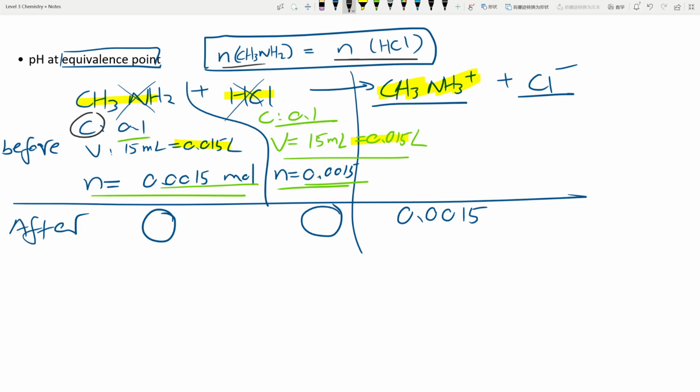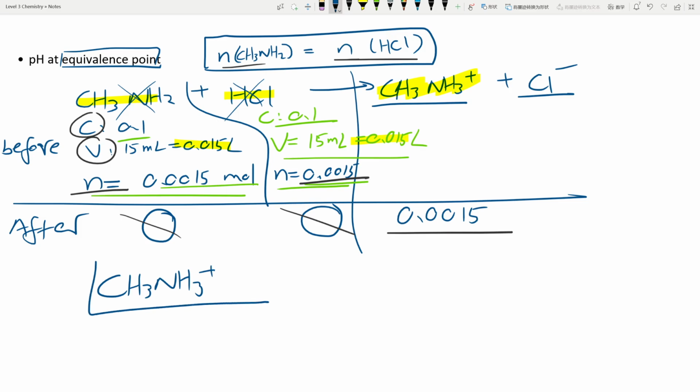We already know the concentration and the volume from the equation, so we know the moles, we know how many moles of the CH3NH2 there are from the beginning, and at equivalence the moles are the same, but at the end, this is gone and I produce this many. So we know the moles. Now let's have a look at what we're actually dealing with here. The only species that we have is CH3NH3+, and if you go back to the original question, it says the pKa of CH3NH3+ is 10.64.